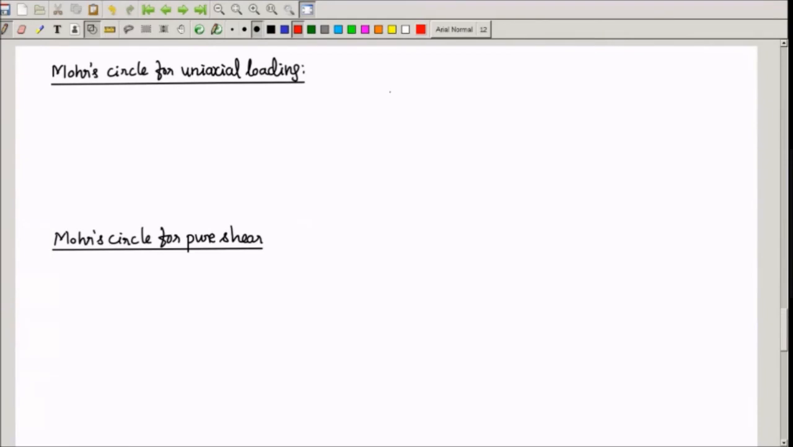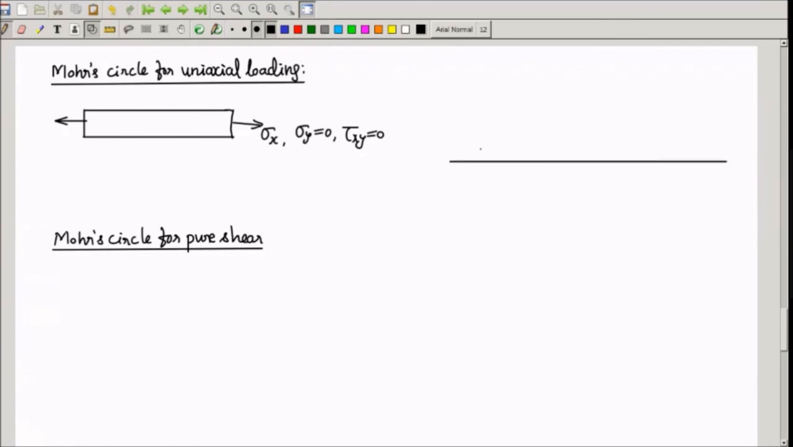Now we will consider two specific cases. First one is Mohr circle for uniaxial loading. For example, a bar subjected to load like this, axial load. Here only sigma x is present, sigma y and tau xy are 0 here. When you try to draw the Mohr circle for this, this is x-axis and this will be y-axis. So this is sigma and this is tau, which is positive downwards.